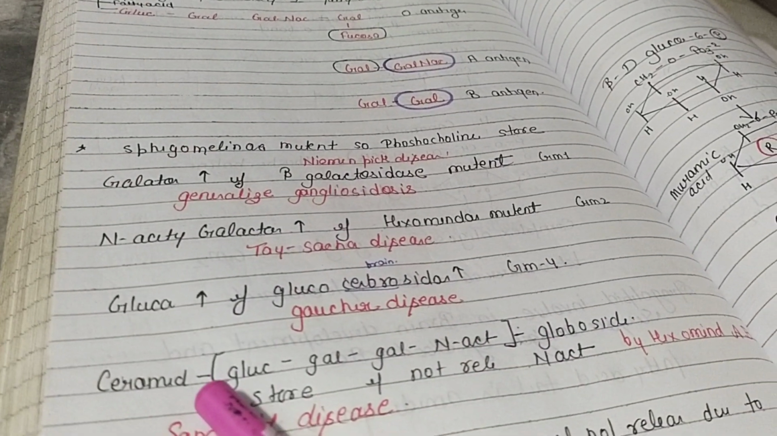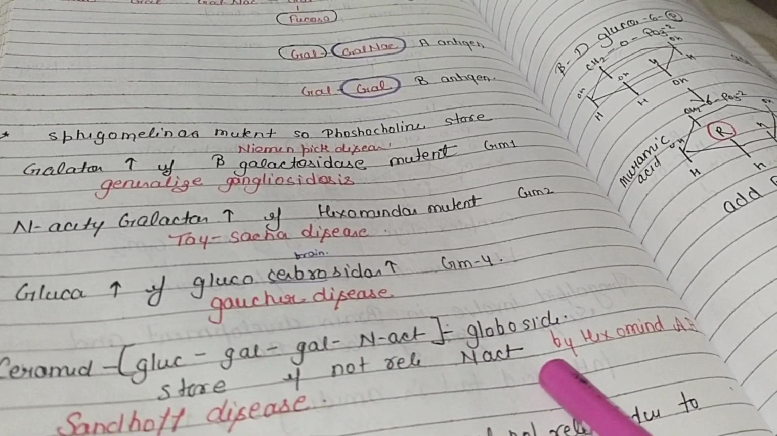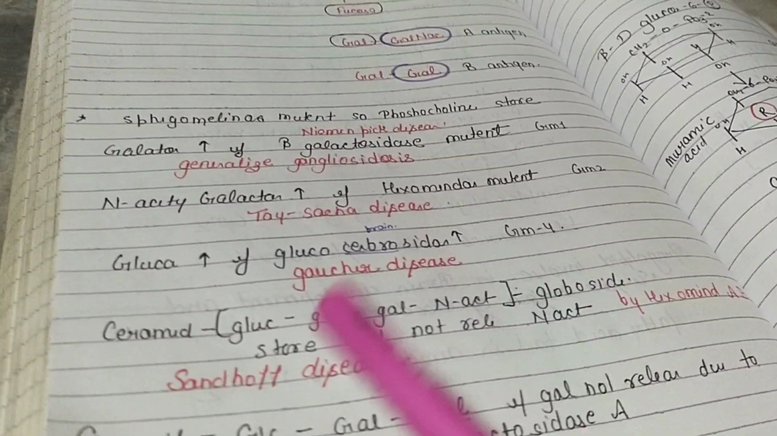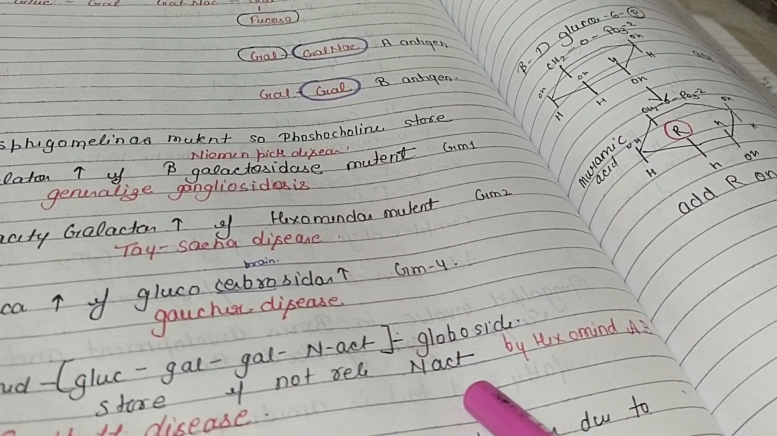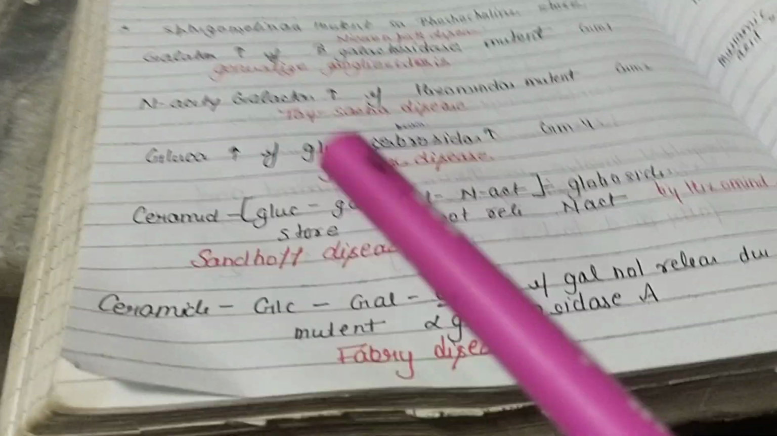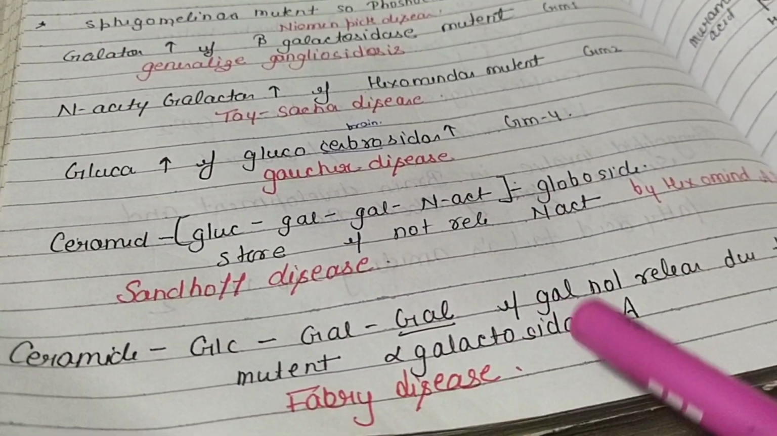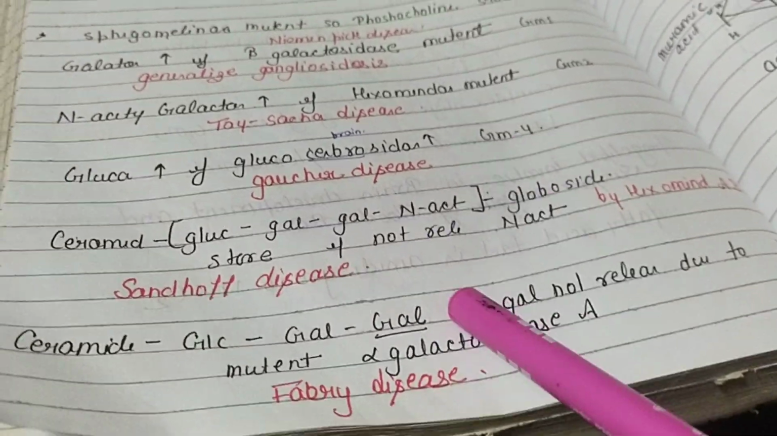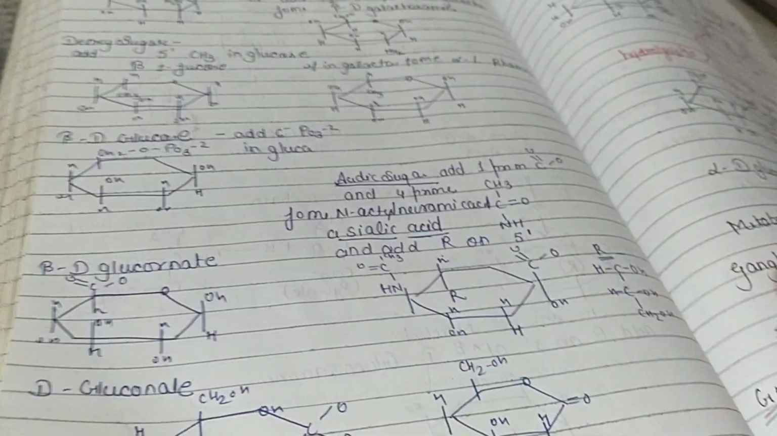Ceramide, glucose, galactose, galactose, and N-acetylgalactosamine form globoside. If N-acetylgalactosamine is not released by hexosaminidase A and B, it causes Sandhoff disease. Ceramide, glucose, galactose: if galactose is not released due to mutant alpha-galactosidase A, it is called Fabry disease. Here are the mentioned structures.